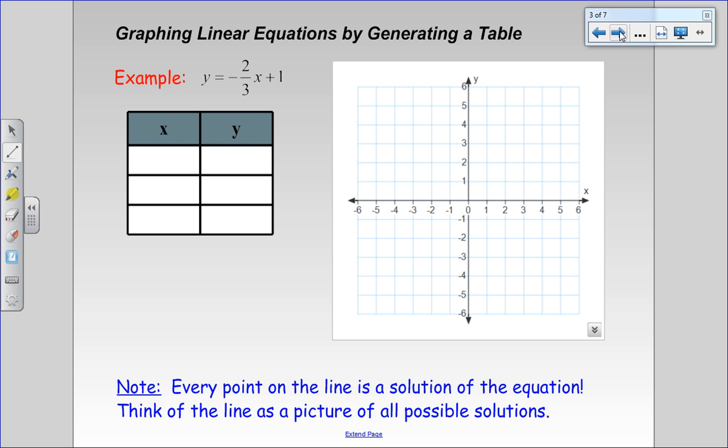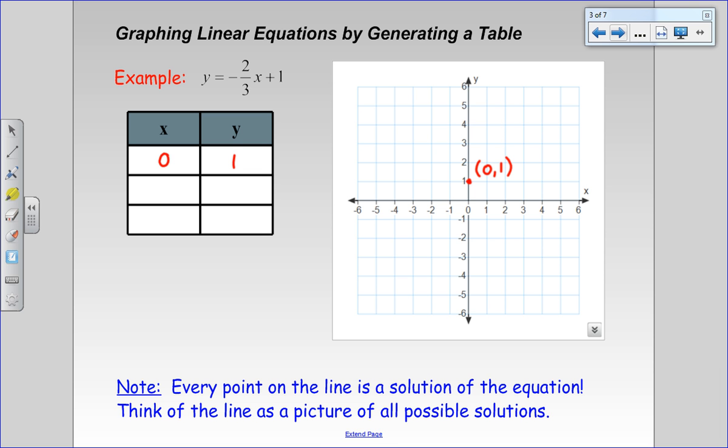Let's do one more example of this process. Let's graph the equation y equals negative 2/3 x plus 1. Once again, we'll generate a table of ordered pairs that are solutions by first choosing an x value and then calculating the y value from the equation. An easy place to start, again, is x equals 0. In that case, we'll have y equals negative 2/3 times 0, which is just 0, plus 1. So the ordered pair (0, 1) is the first solution that we found. Let's plot that point on our coordinate plane.